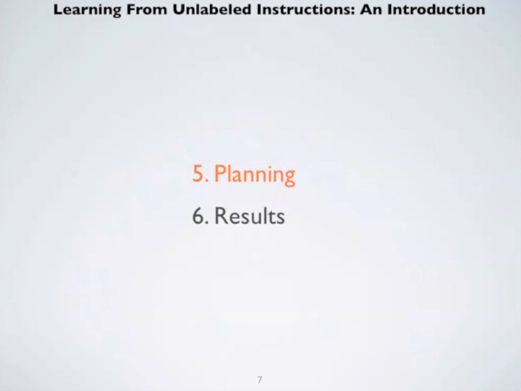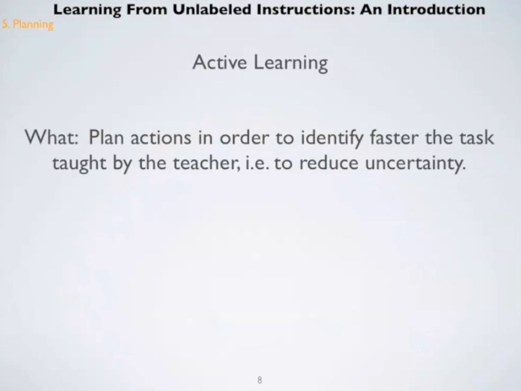So what does planning mean in such learning problems? Planning is also often called active learning, which means that the robot is active in the process of learning the task. The robot wants to identify the correct task faster. It wants to reduce the uncertainty as fast as possible.